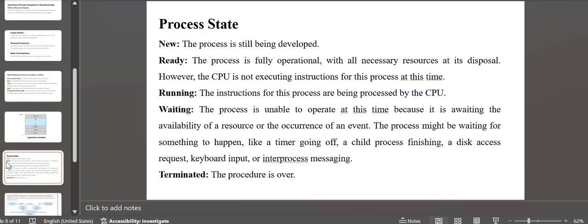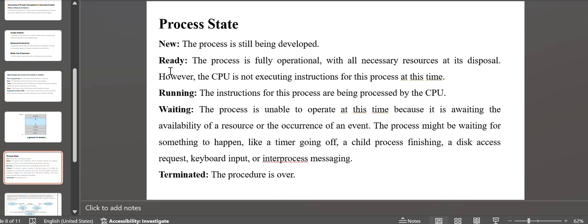Next is process state. In this process you can see some of the processes and stages. You can see new, ready, running, waiting, and terminated. In new, the process is still being developed. In ready, the process is fully operational with all necessary resources at its disposal. However, the CPU is not executing instructions for the process at this time.